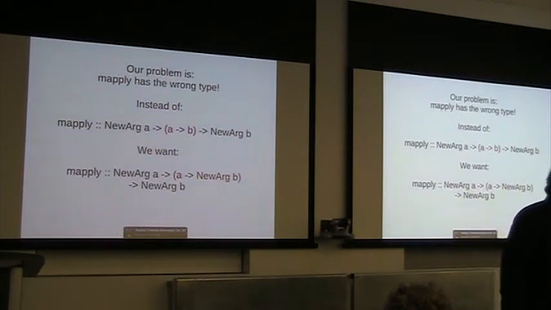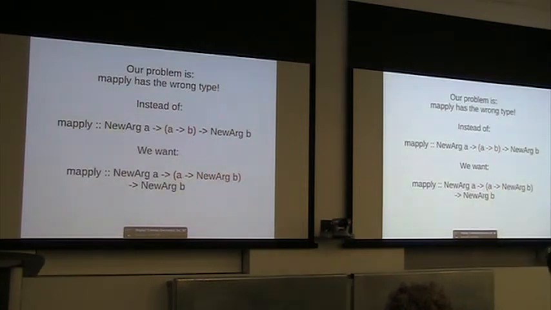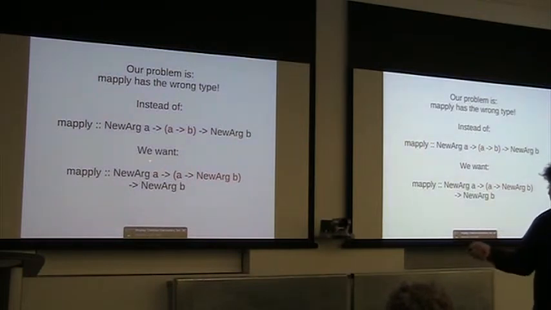So I won't go through the whole derivation here, but the fundamental problem is we had the wrong type for mapply. When we passed in a function, we said it just takes an A and it returns a B, and then the result of mapply will then be new arg of B. What we wanted was A to new arg of B, and just have magic apply go, we should only apply the extra argument once. We shouldn't apply it however many times we call mapply. We should only apply the new argument once. That make sense?